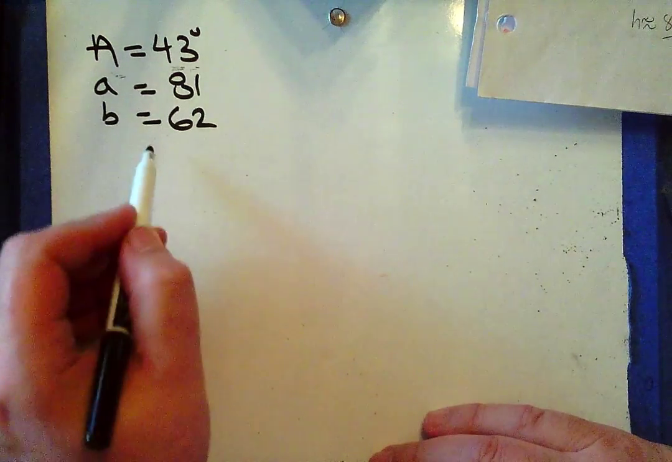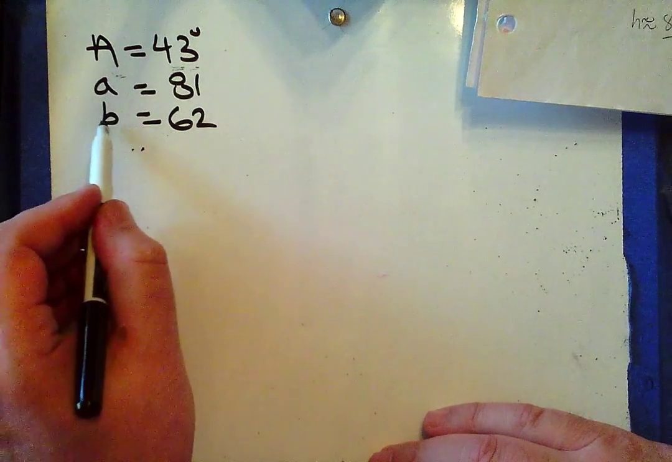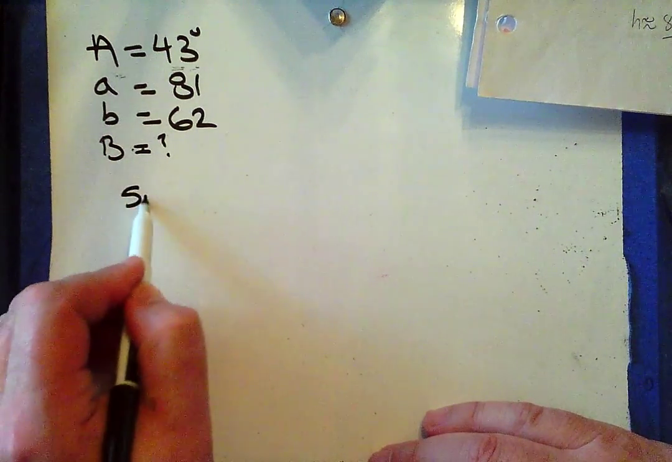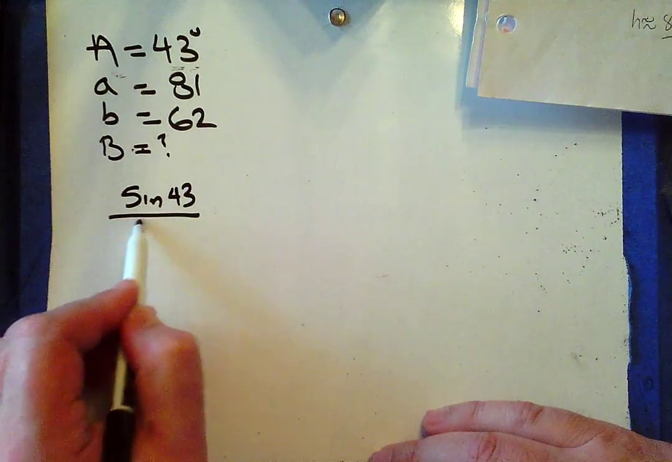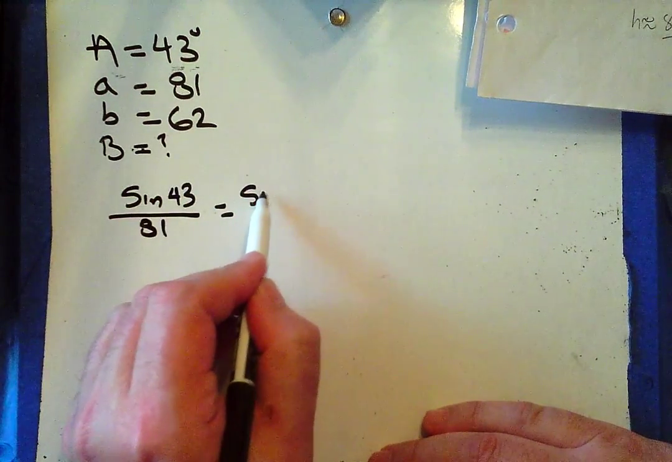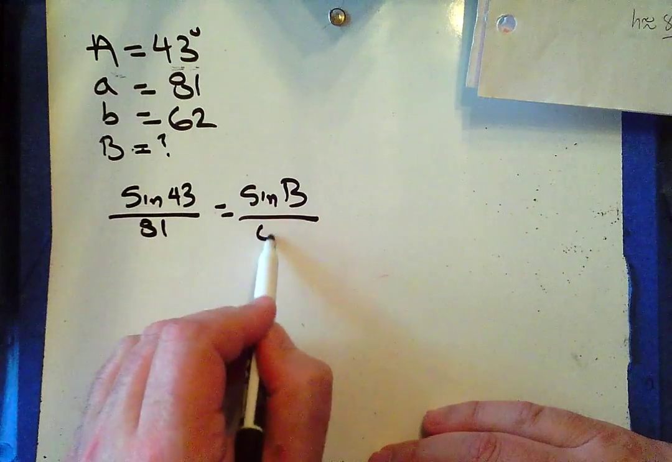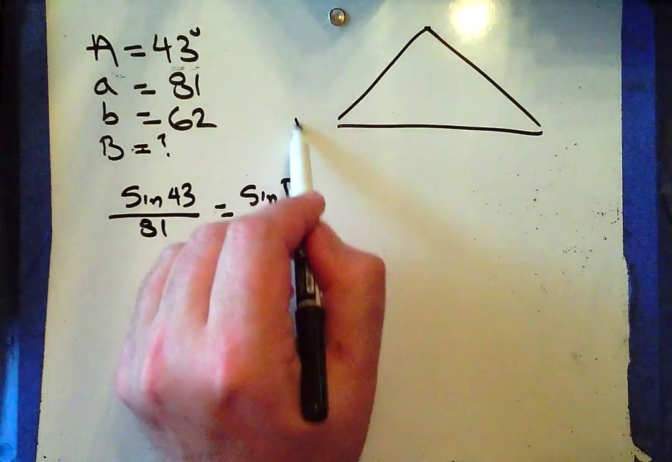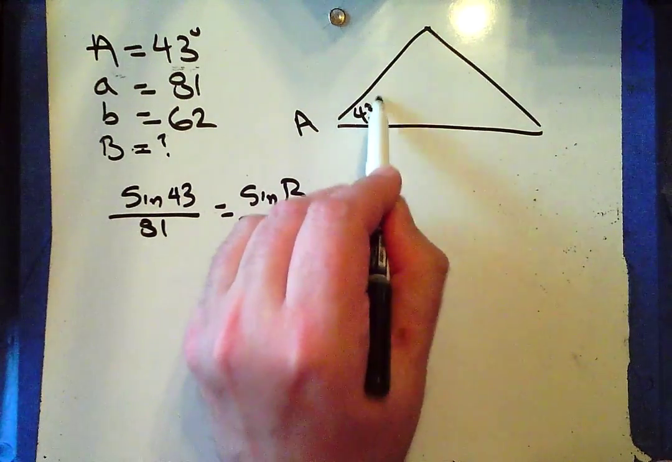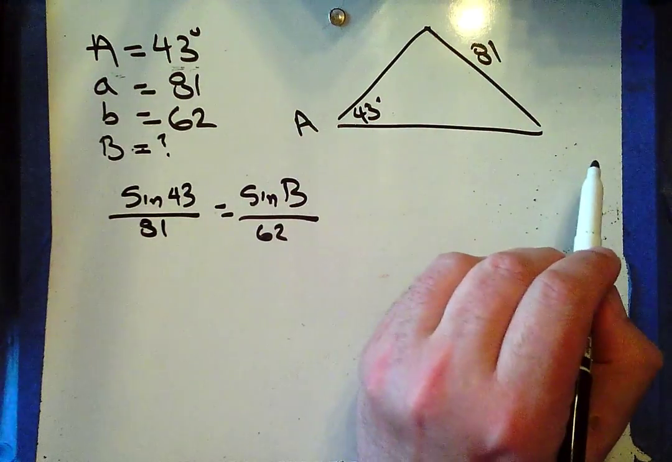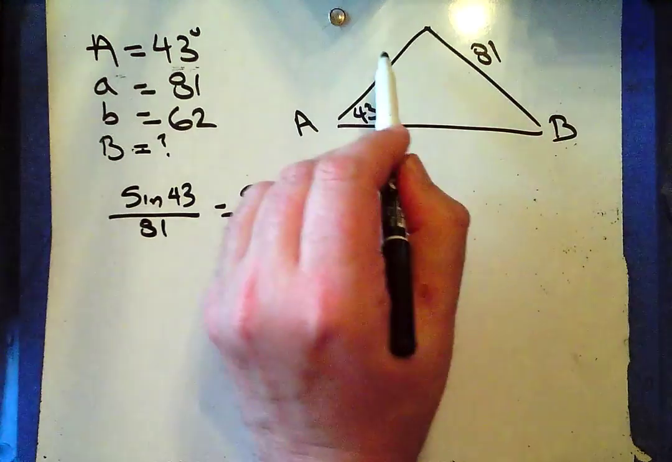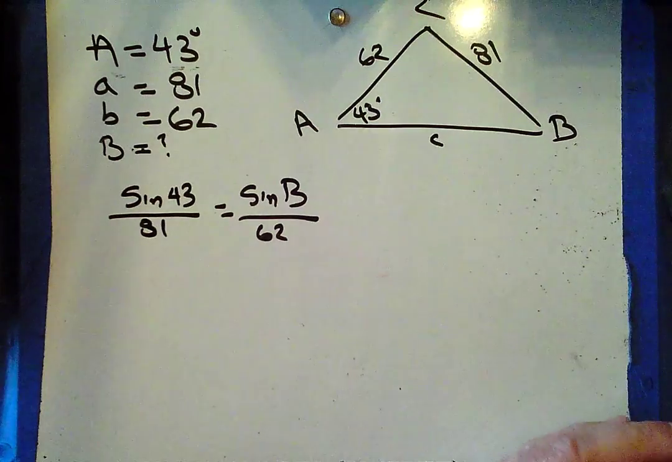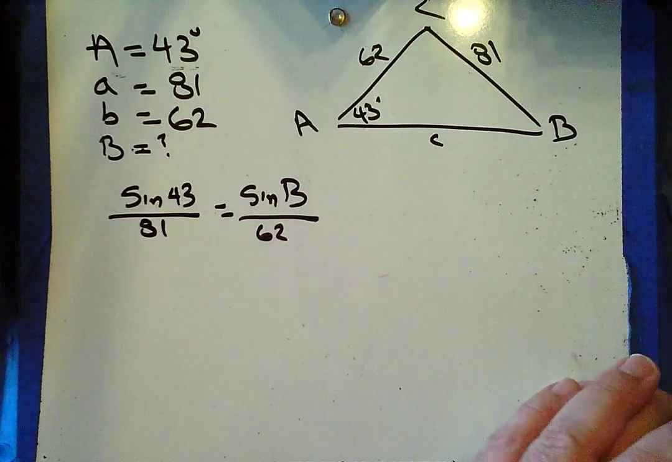Welcome back. So I'm looking for an angle. I'm looking for big B first. And so I'm going to put angles on top. Sine of 43 over 81 equals sine of big B over 62. And again, it's useful, I find, to have 43 degrees, 81, big B, 62, big C, little c. That graphic organizer to help me figure things out.